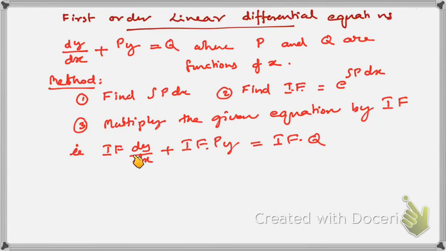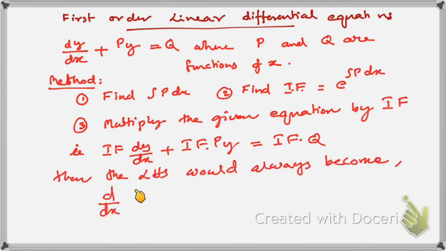But when you do this step, what's interesting is that the left hand side, you would notice as we are doing examples, would always reduce to the derivative d by dx of y times IF. So this entire left hand side is going to just become d by dx of y times IF. But the right hand side continues to be the same, which you need to simplify.